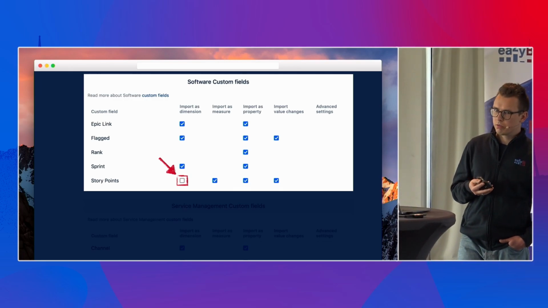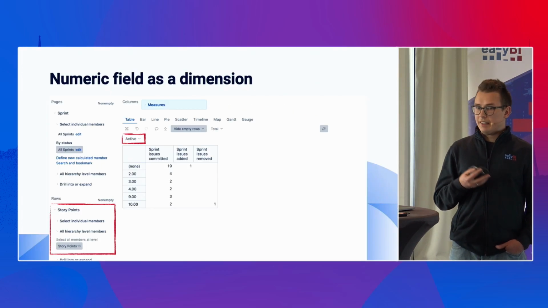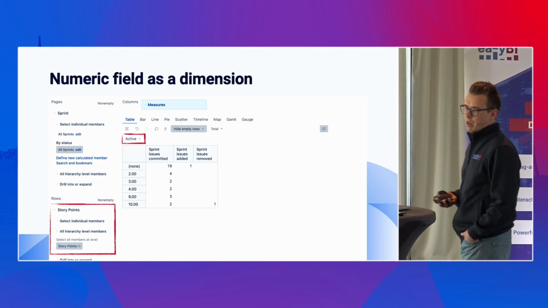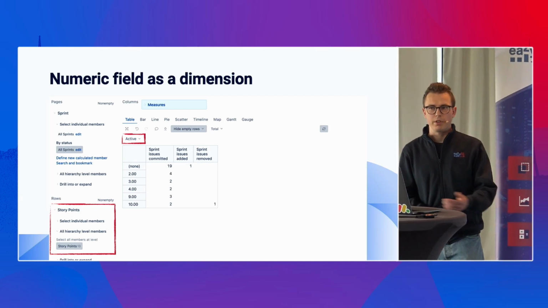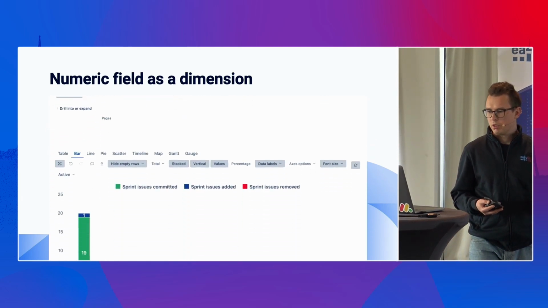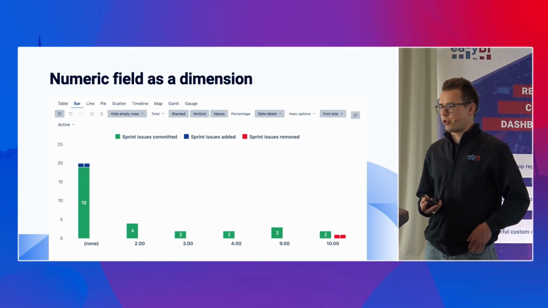A double import, as the field was selected for import previously, and you can use the story points dimension in the report rows. Add the sprint dimension by status hierarchy in the pages to view only active sprints, add the desired measures, and view it as a bar chart.